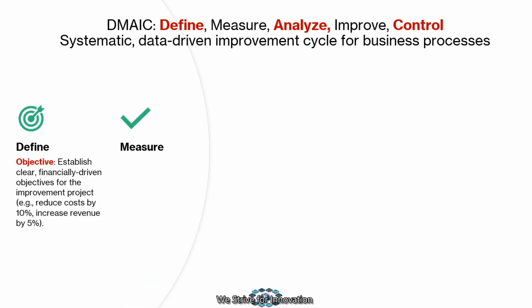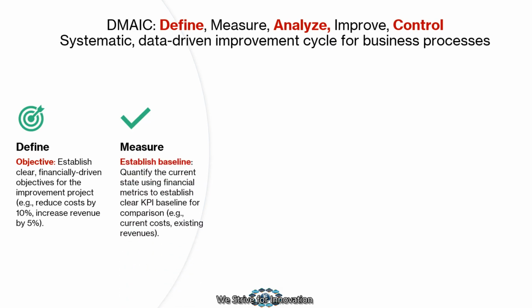Then we go with the measure phase. In the measure phase, there is a baseline establishment. Here we quantify the current state using financial metrics to establish a clear baseline for comparison. Example, current cost and existing revenue. And we have to have a financial target, which will define specific financial KPIs that the project will aim to influence, and set a clear target for improvement.